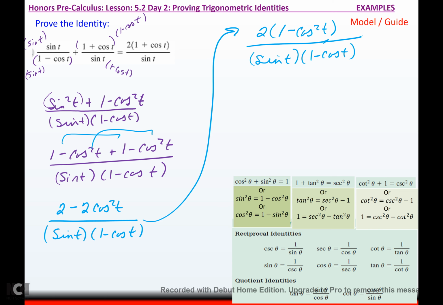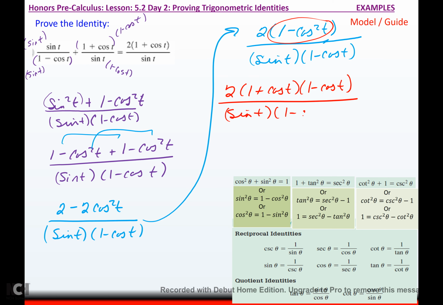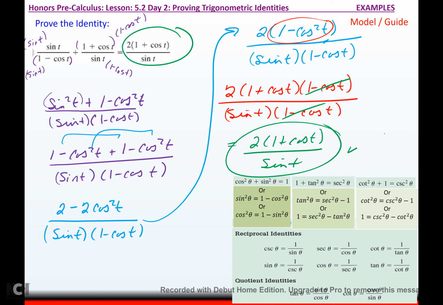If I factor that top difference of squares, that becomes 1 plus cosine t times 1 minus cosine t over sine t times 1 minus cosine t. The 1 minus cosine t's cancel, and I end up with 2 times 1 plus cosine t all over sine t, which is the other side of the equation. I win.